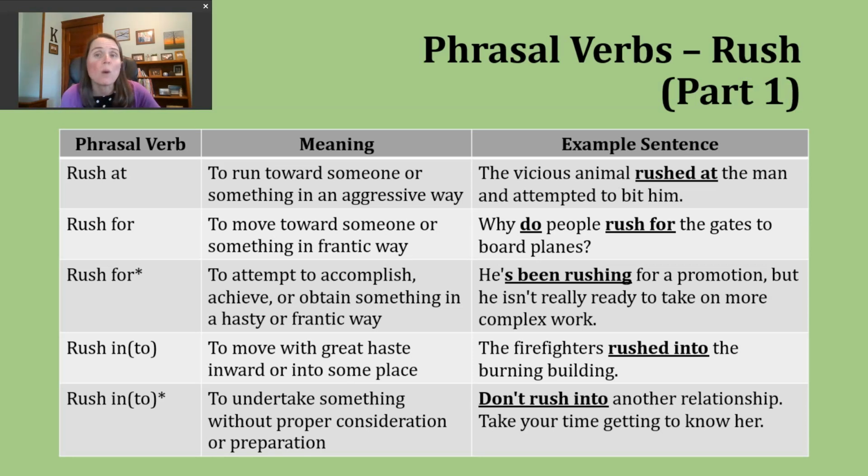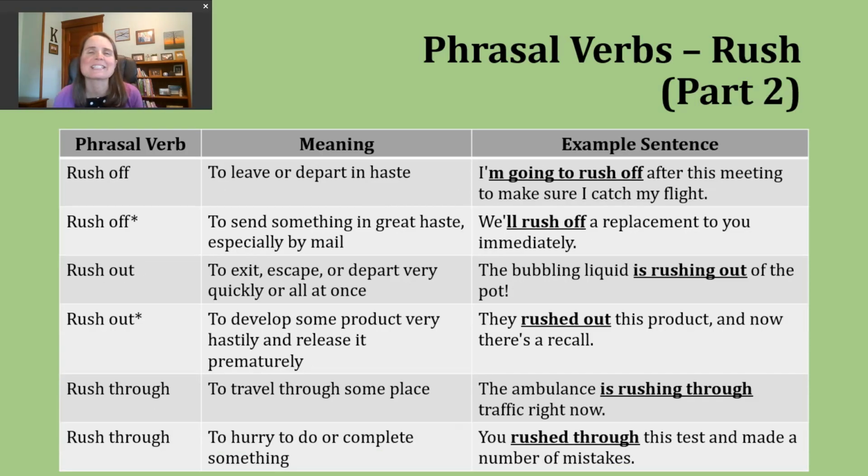The second example, why do people rush for the gates? This is an information question in the simple present. Third example, he's been rushing for a promotion, is an example of the present perfect progressive. So we have has, which has been combined with he to form the contraction he's. He has been rushing. Again, present perfect progressive or present perfect continuous. The firefighters rushed into the burning building is an example of the simple past tense. Okay, let's continue reviewing some more phrasal verbs.